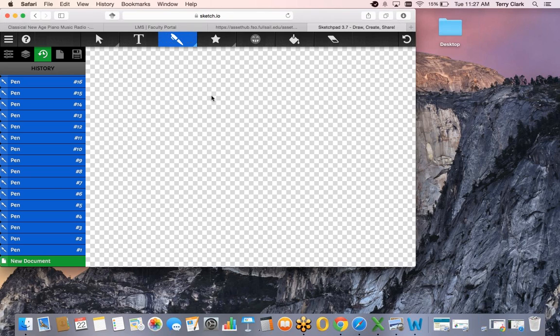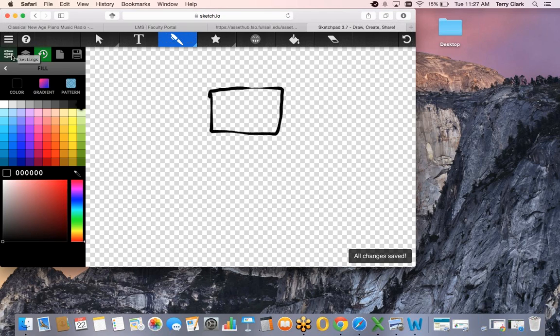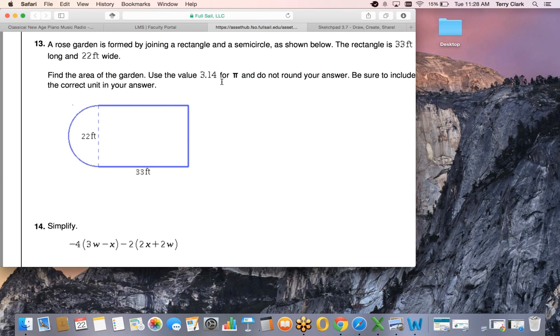Okay, so what I'm going to do is I'm going to put it right here. One shape is going to be, then I'm going to change the color of it so you can see what I'm talking about. Okay, so we got two shapes involved here. We've got a rectangle and we've got a semicircle. Okay, and then let's see what they're asking us for. They're asking us to find the area of the garden. So we got to find the area.